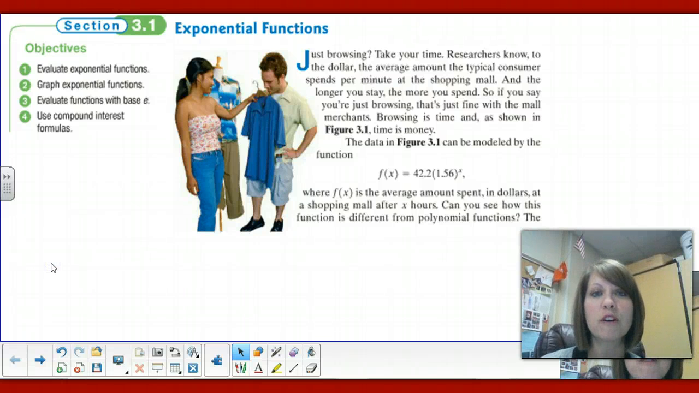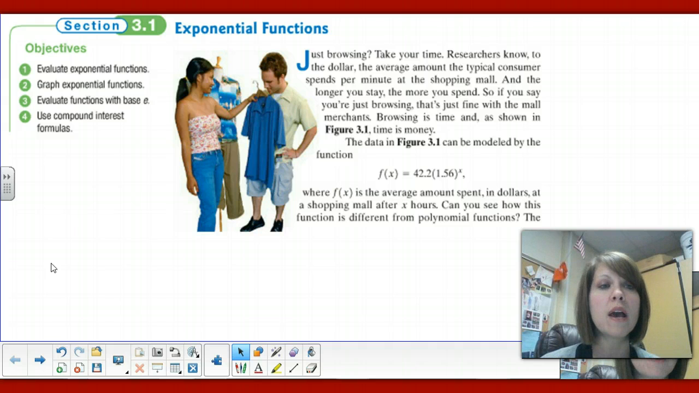3.1 Exponential Functions. We're beginning our chapter on exponential and logarithmic functions. A lot of this chapter is going to be review, so that'll be a good thing, a review from Algebra 2. Evaluate exponential functions, graph exponential functions, talk about, again, that base e, and compound interest formulas.